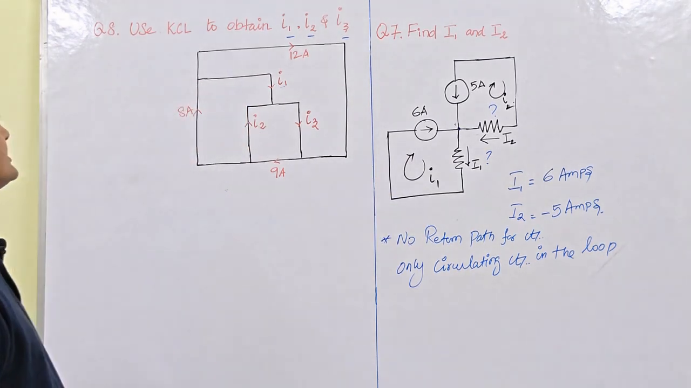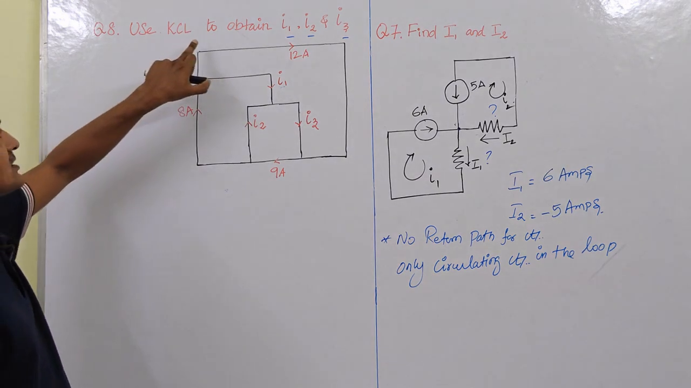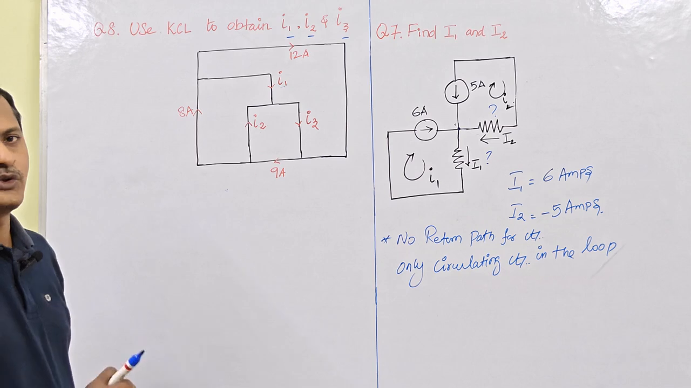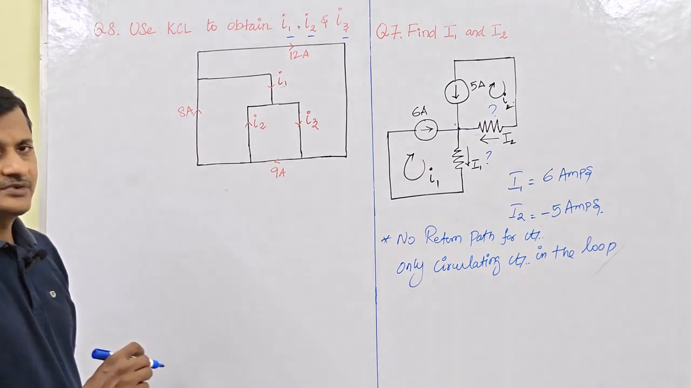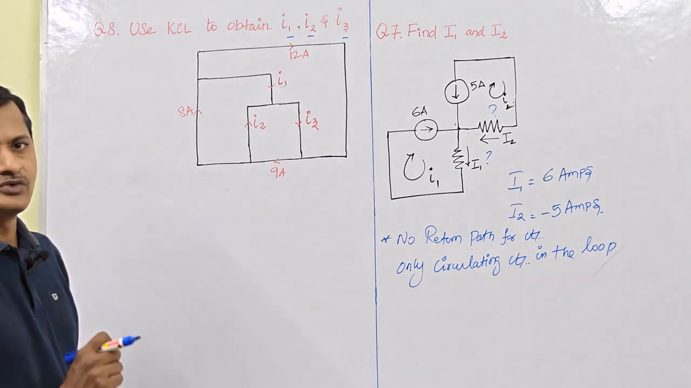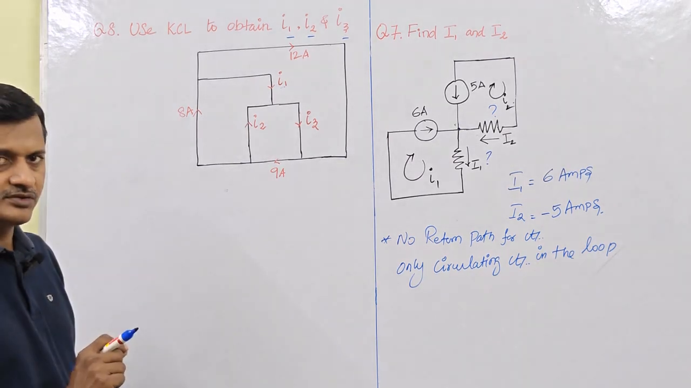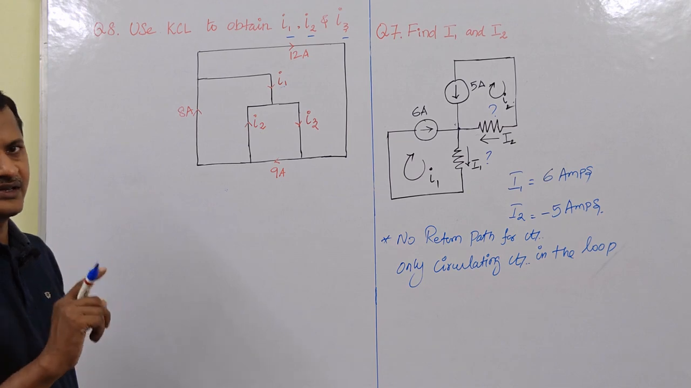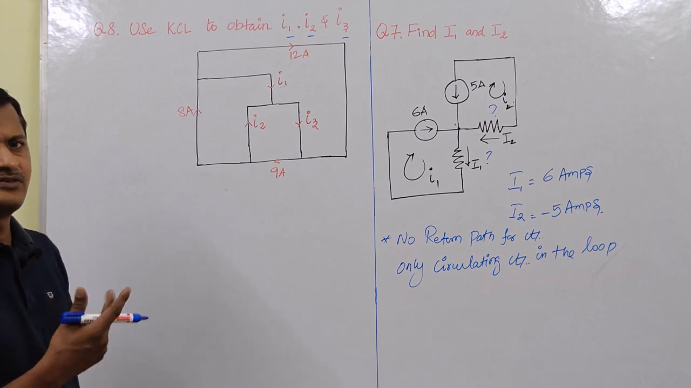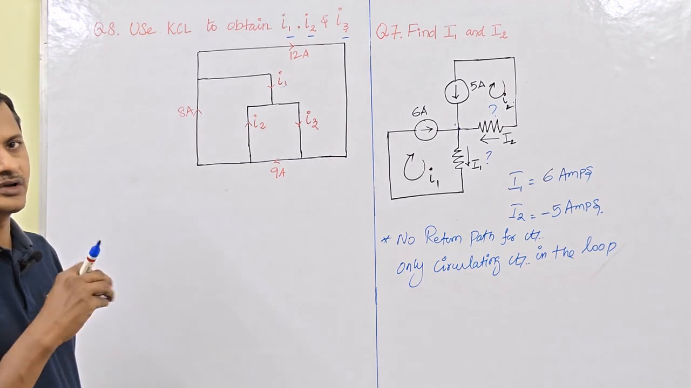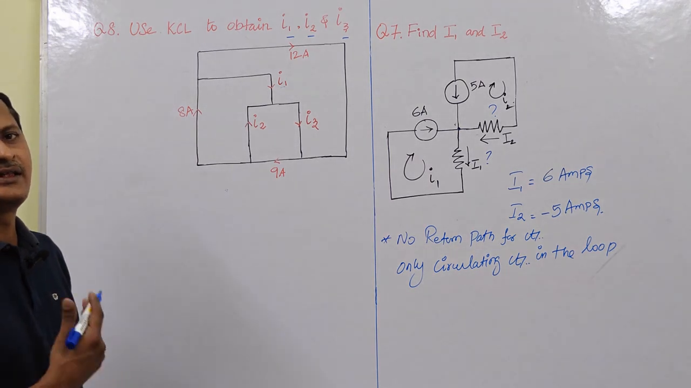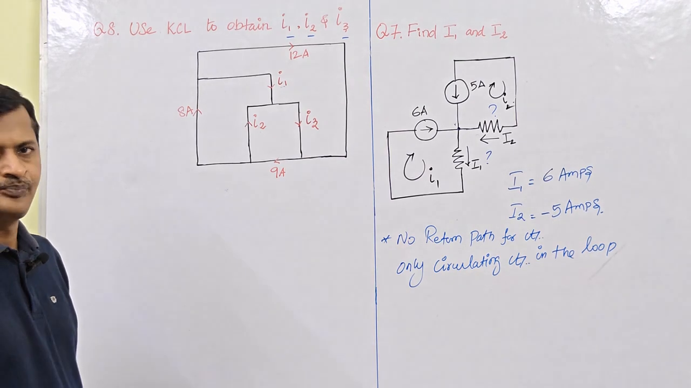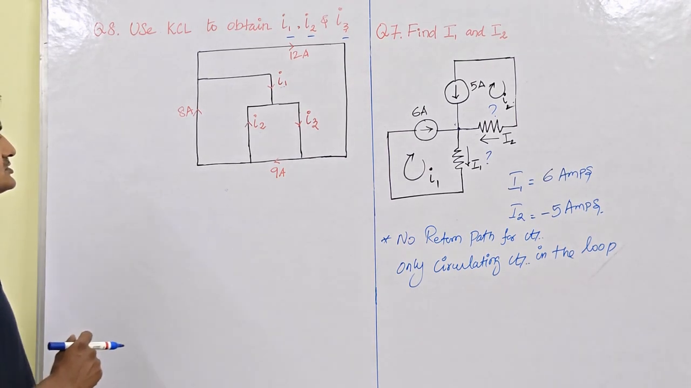Next, move to problem number 8. Use Kirchhoff's current law to obtain I1, I2 and I3. In the given problem we have to find I1, I2, I3. First we have to find the nodes, and analyze how many nodes there are. We assign names to the nodes, A, B, C, whatever it may be. Then we apply Kirchhoff's current law and find the values of I1, I2 and I3, right? First we have to find the nodes.